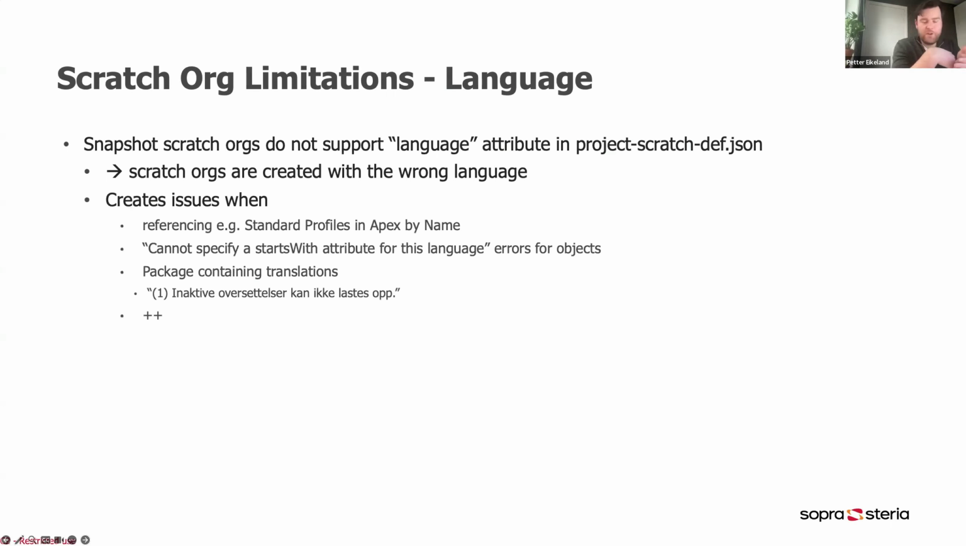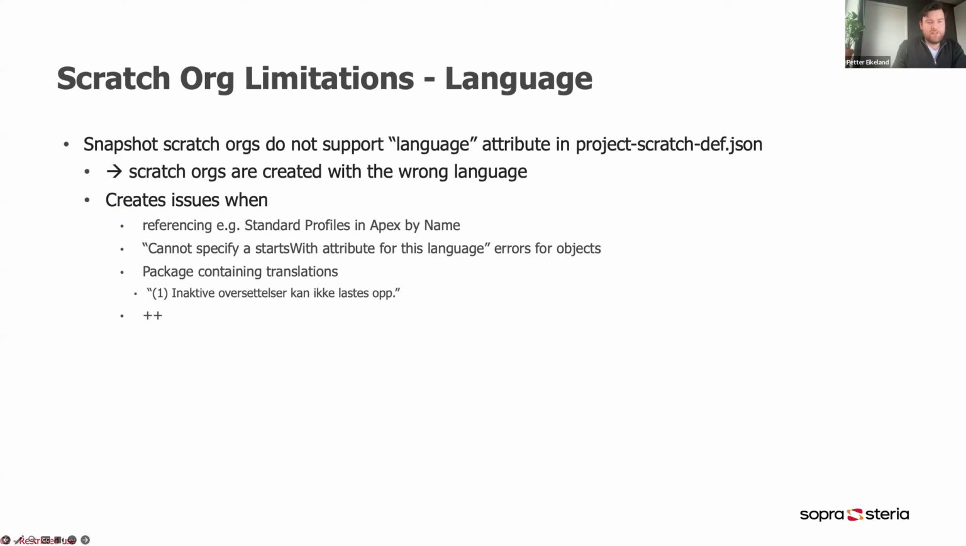And this creates issues for us for package creation, at least. For example, standard profiles will change their name. Object definitions suddenly become invalid, and we can't package translations because suddenly the orgs are created in the same language as we have translations, and so on. So this is the main blocker for us in adopting the Scratch org snapshots.